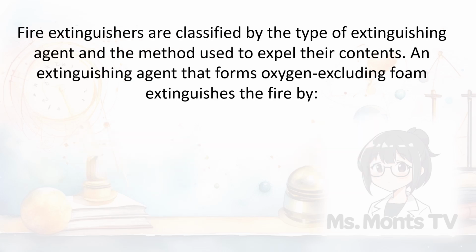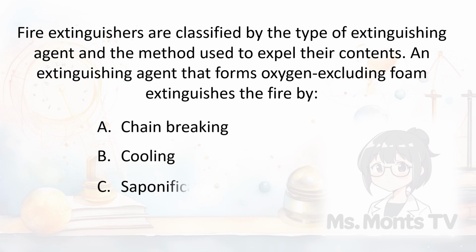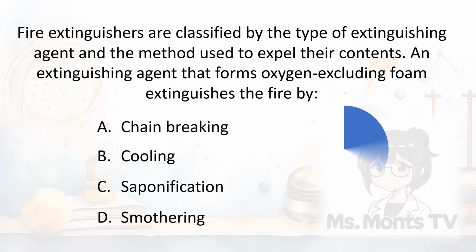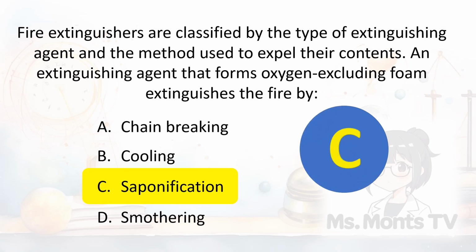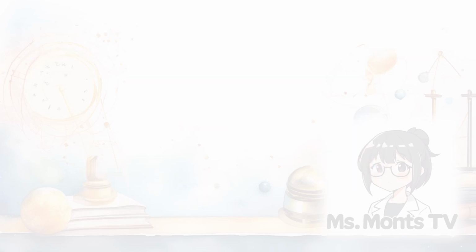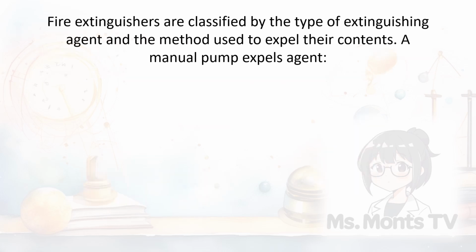Fire extinguishers are classified by the type of extinguishing agent and the method used. An extinguishing agent that forms oxygen-excluding foam extinguishes the fire by A, chain breaking, B, cooling, C, saponification, D, smothering. Letter C, saponification.